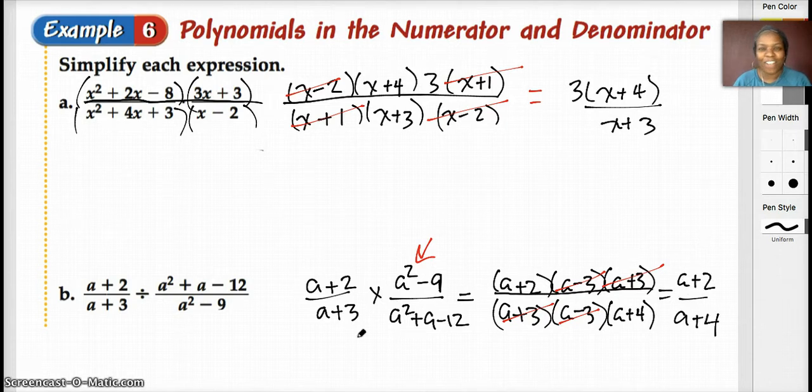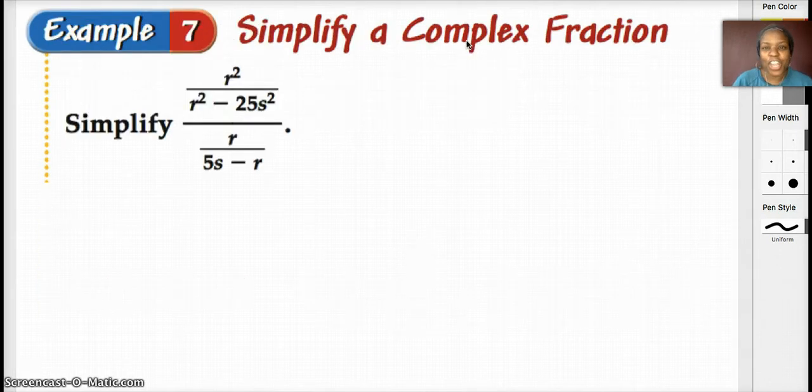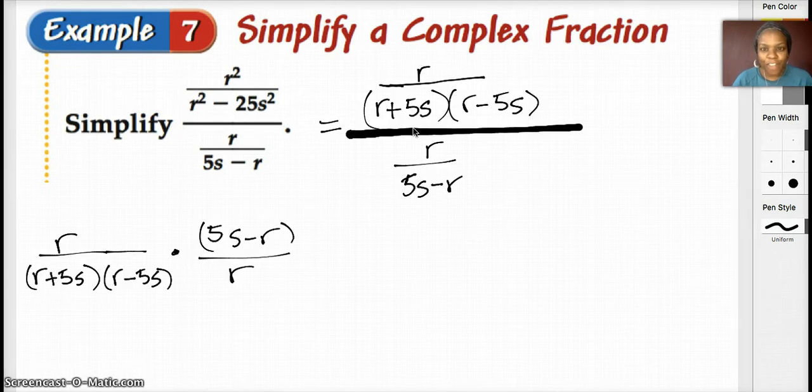Let's get ready for our final example. There are a number of ways of dealing with complex fractions, and no way is better than any way that makes sense to you. But what I'm going to do first, you can see this is the fraction bar with 2 other fractions on top, so I'm going to factor everything so we can get a better look at what's going on. So the factored form here is kind of what you think.